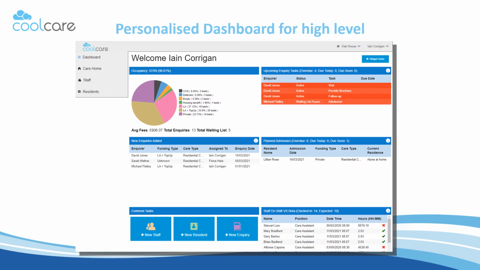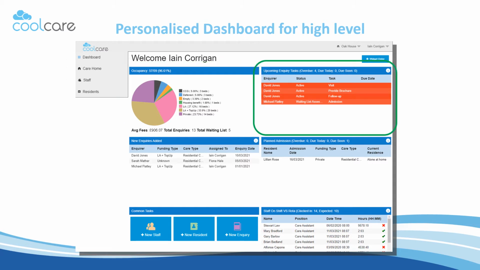Here on the left-hand side, we have a breakdown of the current occupancy in the home. So it's 57 beds out of 59. We have a percentage and we have a breakdown of the funding types. You can see that private is only 23%, so it's obviously very, very low. However, average fees are relatively high by comparison to the national average. Total outstanding inquiries and total waiting list.